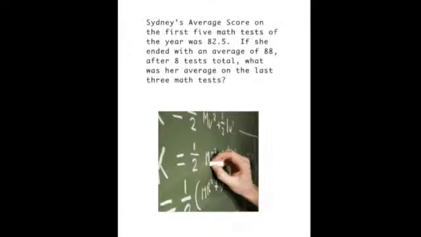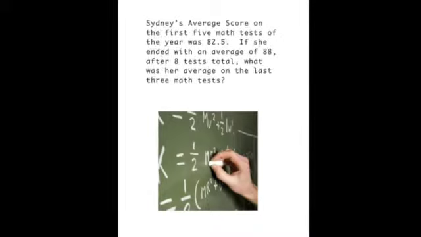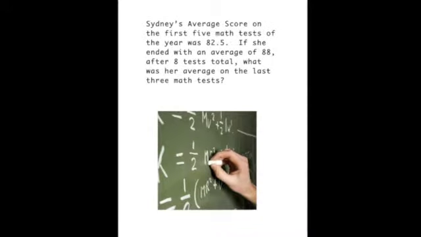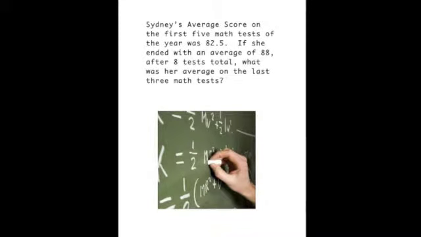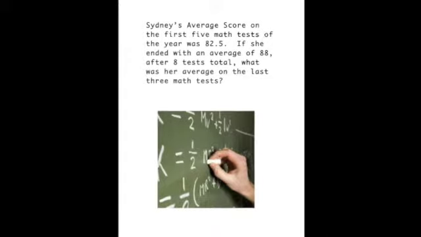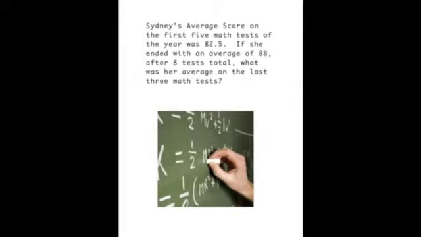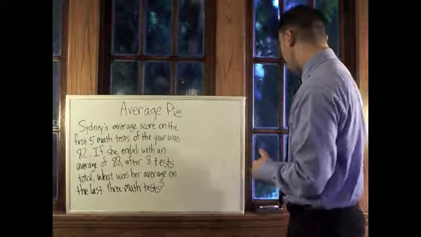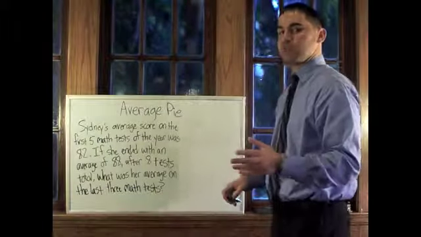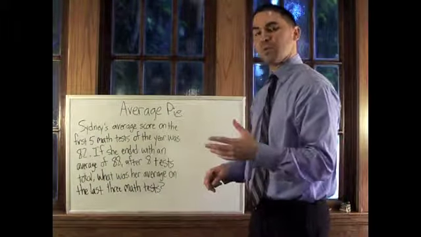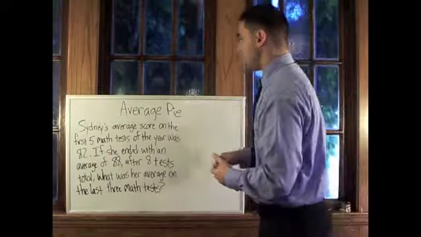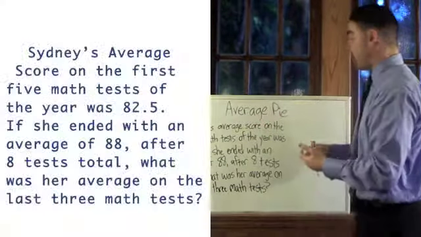So it says Sydney's average score on the first 5 math tests of the year was 82. If she ended with an average of 88 after 8 tests total, what was her average on the last 3 math tests? Now, usually this might seem kind of daunting, but all we have to really do is break it down into 3 separate average problems. So the first one talks about the first 5 math tests.